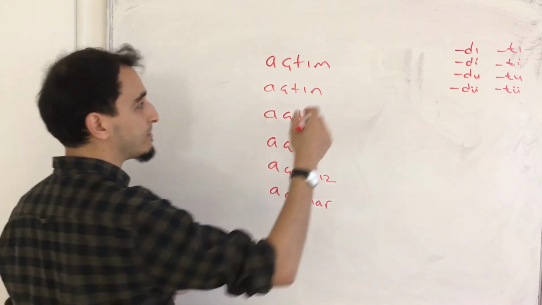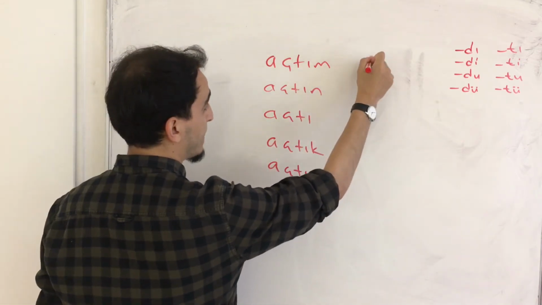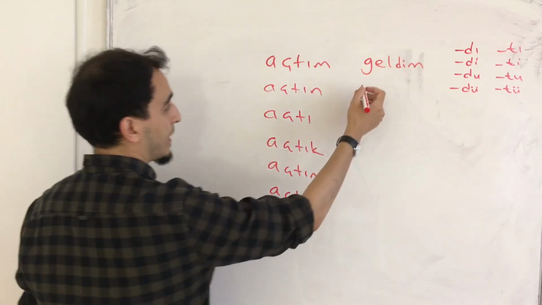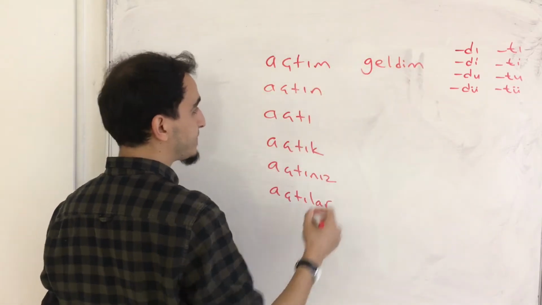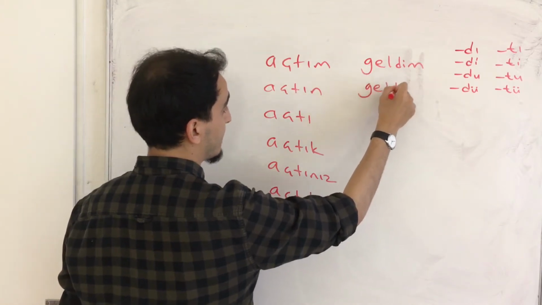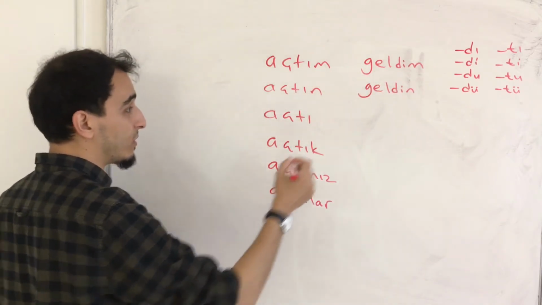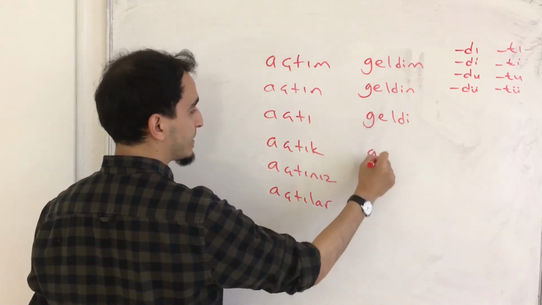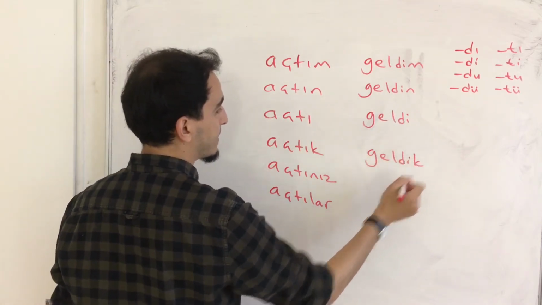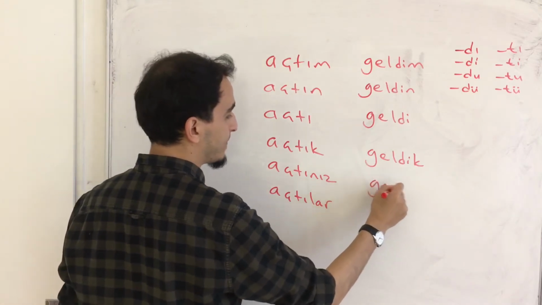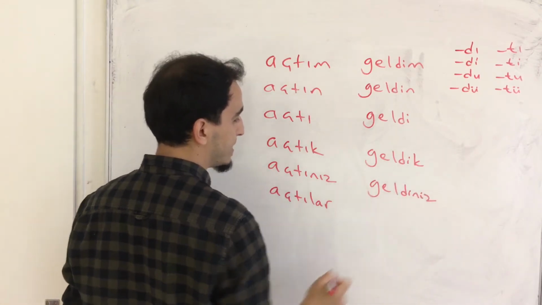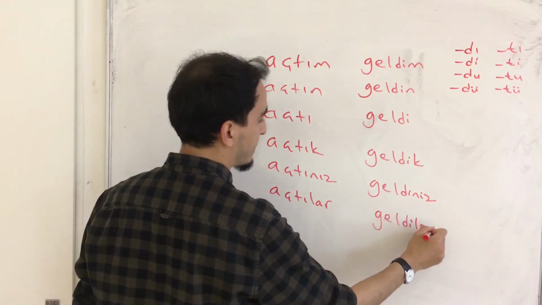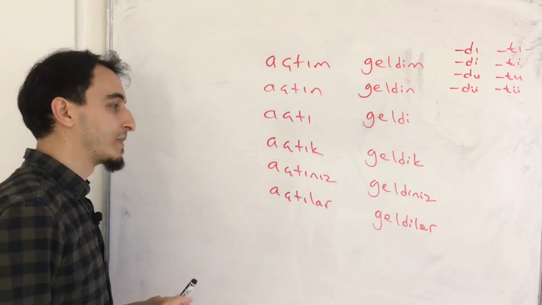Gelmek is to come. Ben geldim. I came. Sen geldin. O geldi. Biz geldik. Siz geldiniz. Onlar geldiler. Geldiler. Tamam mı? Evet.